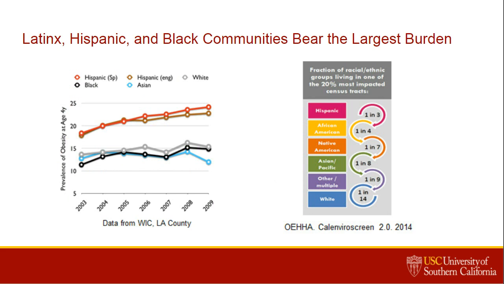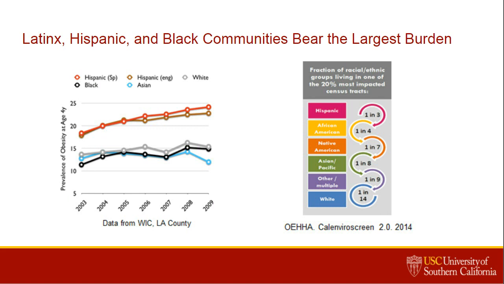The figure here on the left shows prevalence rates of childhood obesity at age 4 from the first decade of the 2000s in LA County. The figure shows that the prevalence of early childhood obesity was highest in Latinx populations and continued to increase in Los Angeles, whereas Black, white, and Asian populations did not see this alarming increasing trend.